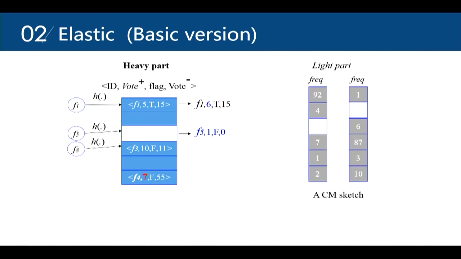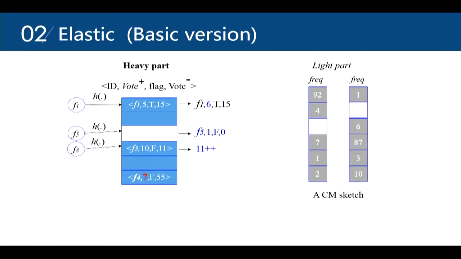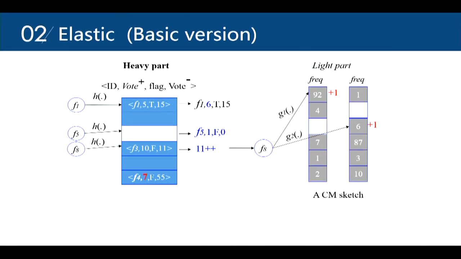The third example is that F8 is mapped to a full bucket. F8 is different from F3. Therefore, we increment the negative votes from 11 to 12. However, 12 is not large enough. Therefore, we insert F8 into the light part. It is a CM sketch. We just increment the two corresponding counters by one.